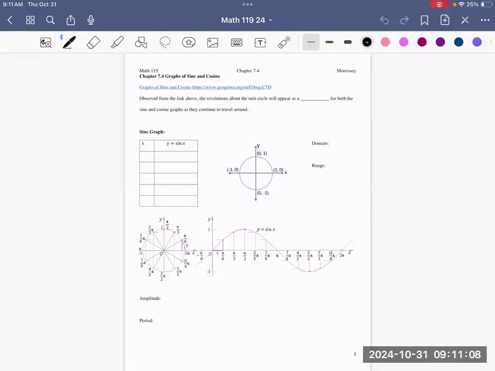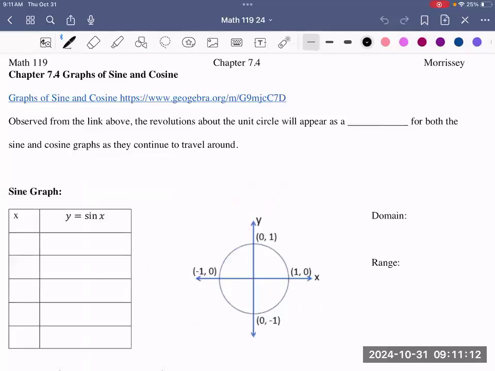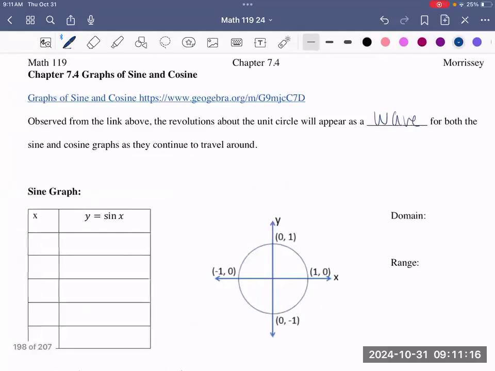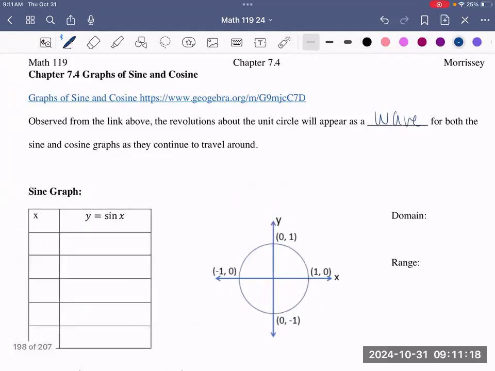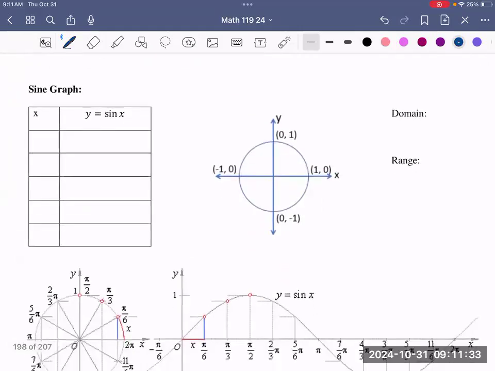So it says, observe the link above. The revolution about the unit circle will appear, as we saw it, as a wave. So we are going to be making waves today for both the sine and the cosine graph, and they continue around and they travel. Our video only just showed one revolution. However, you can keep going around the unit circle in any sort of direction and still come up with the same graph. So let's take a look at your sine particularly.